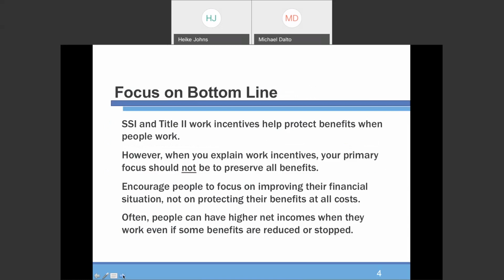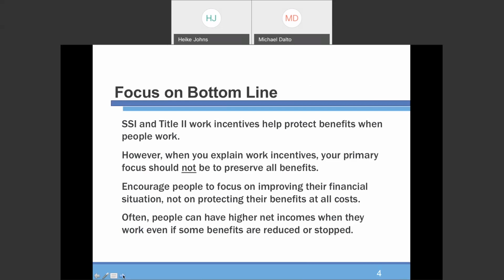So starting with focusing on the bottom line, as you've already learned, the work incentives in the Title II and SSI programs help protect benefits when people work, either cash or medical benefits or both. But when you're explaining work incentives, you don't want your focus to be on helping people just preserve all benefits they receive, if they're capable of thinking beyond that. Admittedly, some people are just so nervous about the possibility of having any benefits lost that they can't even focus on work unless you can guarantee that nothing will happen to their cash or medical benefits if they do work.